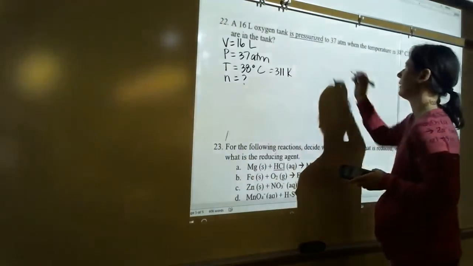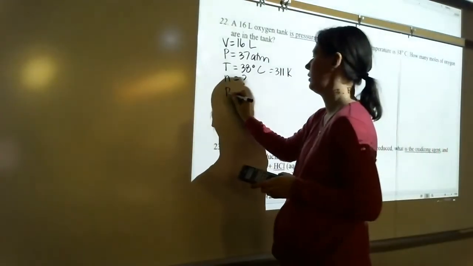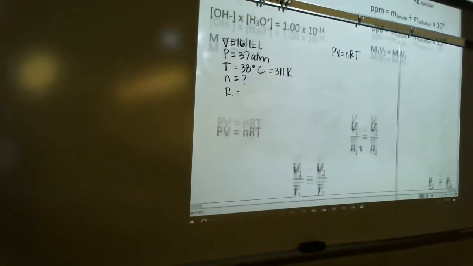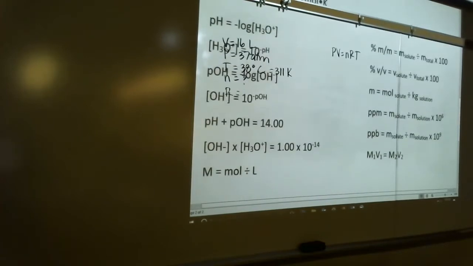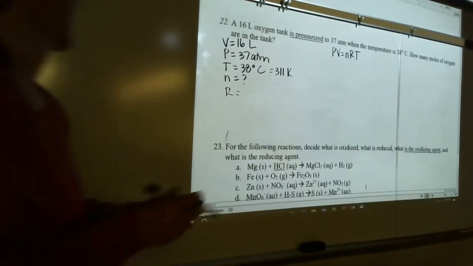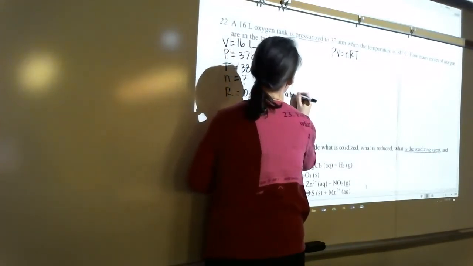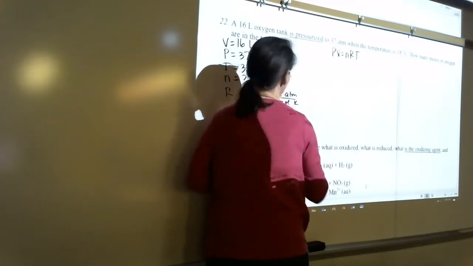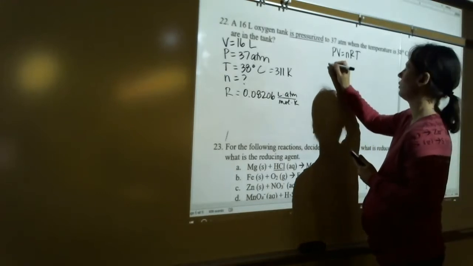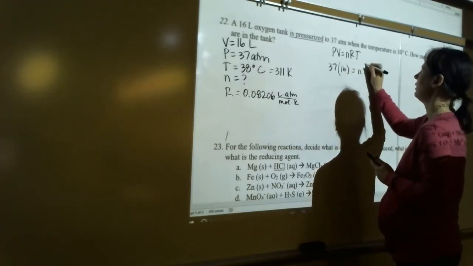Everything else is fine. So PV equals nRT. R is a constant, right? And it's on your reference page. Here it is, 0.08206 liter atmospheres per mole Kelvin. It's on your reference page. So 0.08206 liter atmosphere per mole Kelvin. All right, let's plug in and solve for n. So P is 37, leaving off units because we're running low on time. 16 is equal to n.